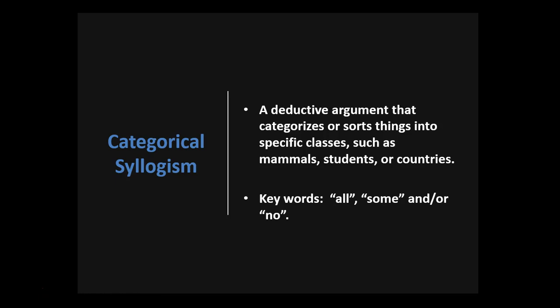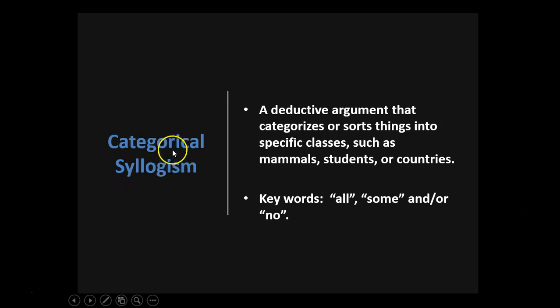Next, categorical syllogism. So the last three that we're going to look at in this group of deductive arguments are syllogisms. And a syllogism, very simply, is a deductive argument with two premises and one conclusion. So all syllogisms are deductive arguments with two premises and one conclusion, but not all deductive arguments with two premises and one conclusion are syllogisms. Let's just get into it and see how we can identify these things.